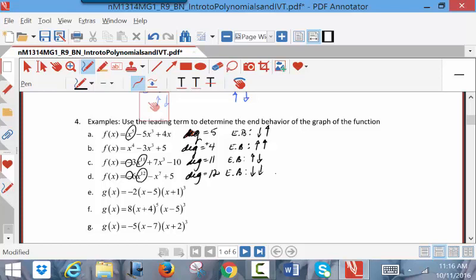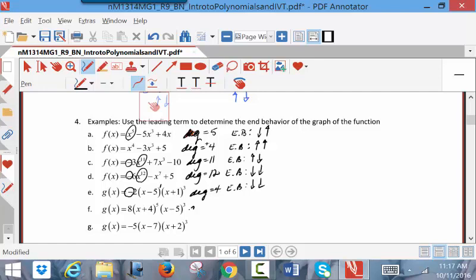Okay, so you've got to get the degree right. On part E, what is the degree of that polynomial? Fourth degree polynomial, because remember there's an assumed 1 on the x minus 5, so the 1 added to the 3 is a fourth degree polynomial. It is a negative fourth degree polynomial. So what is its end behavior? Down, down.